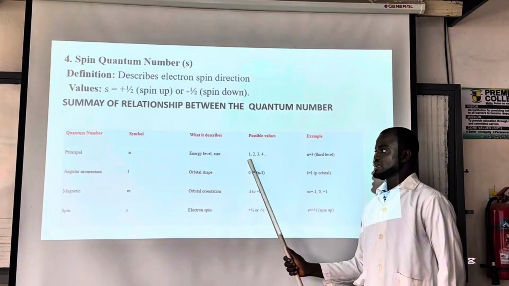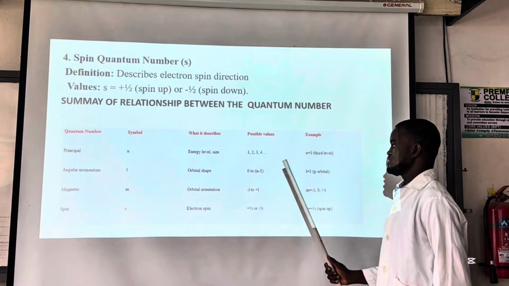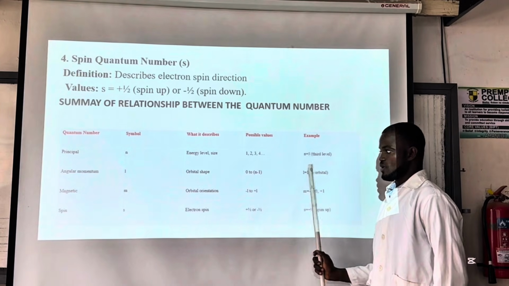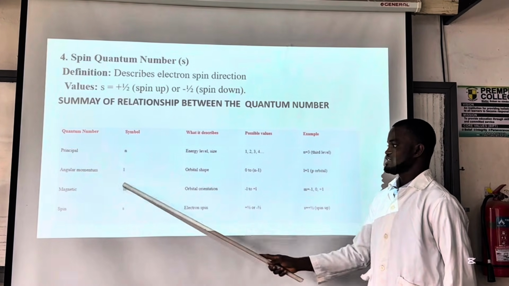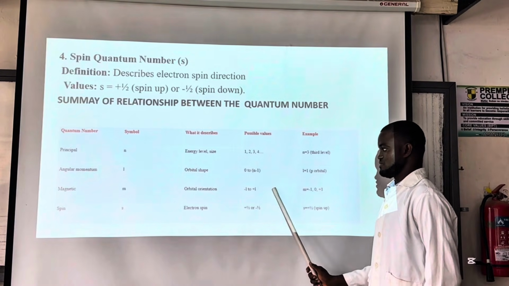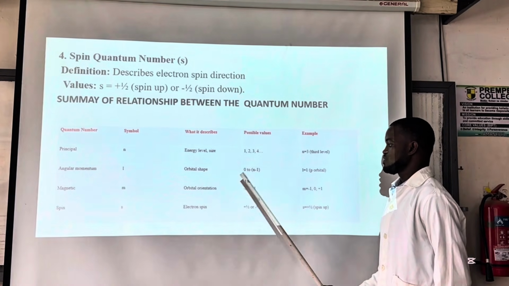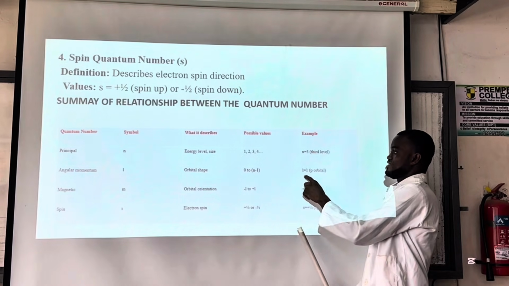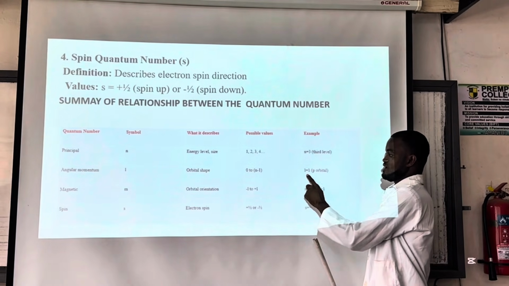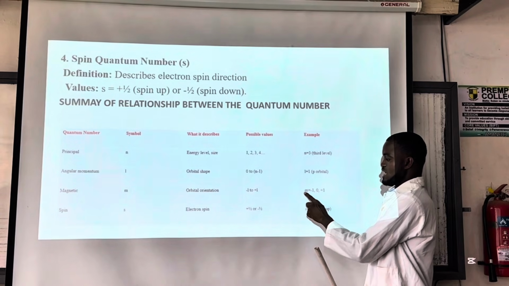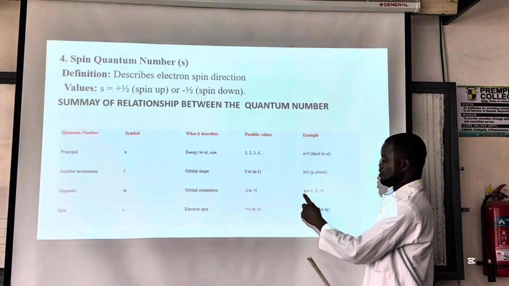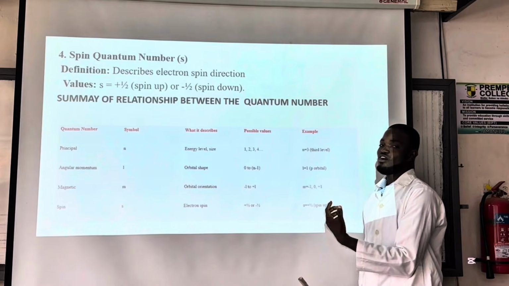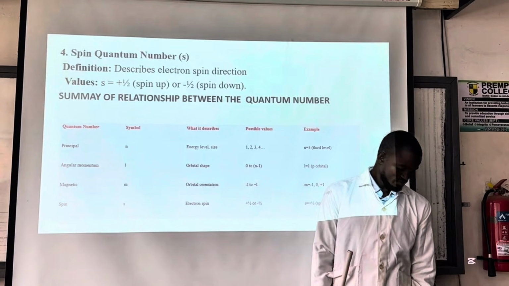Possible values: n can have 1, 2, 3, 4, 5 and so on, while the possible values of the angular momentum is always 0 to n minus 1. And the possible values for the magnetic quantum number is always minus L to positive L. The possible values for the spin quantum number is positive half or negative half. Example: n equals 3 means third shell. L equals 1 means p orbital. M, if L equals 1, will be -1, 0, +1. And S is either positive half, that's up spin, or negative half, down spin.